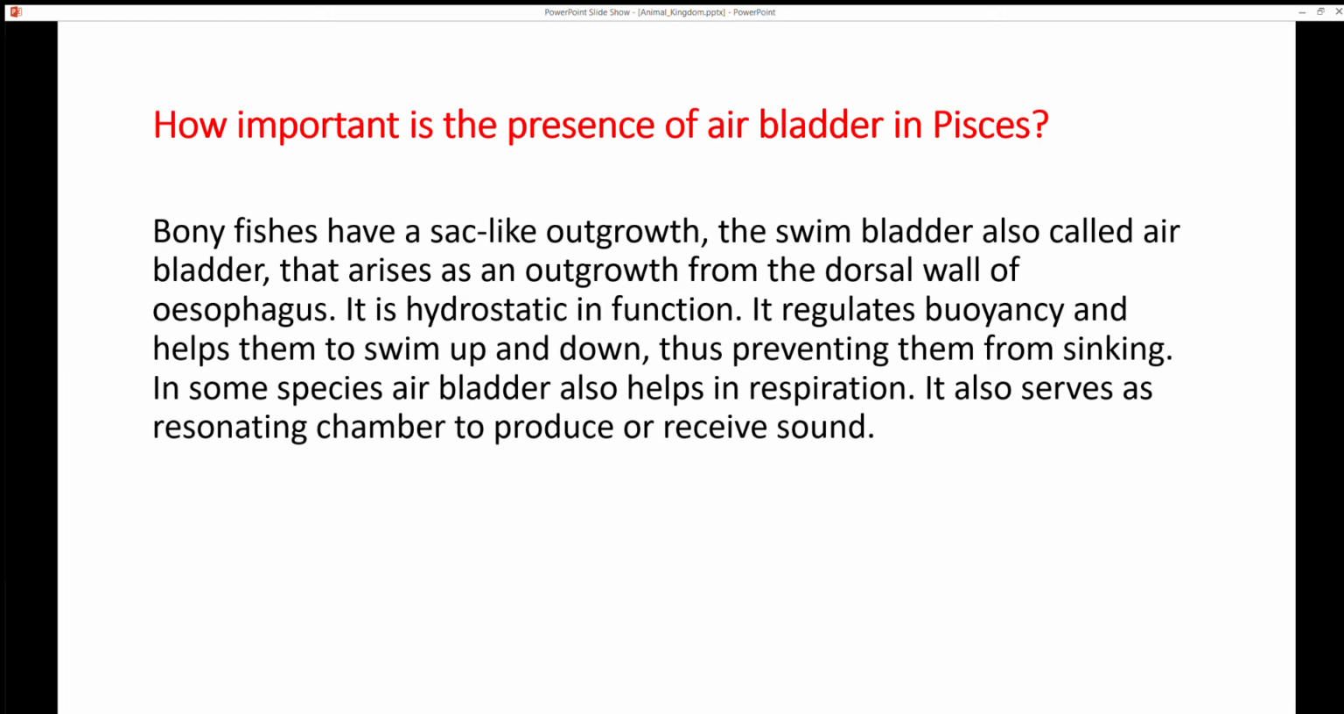When you see fishes being sold outside, when they remove it, it regulates buoyancy when the fish is inside water, because of which it can float. Buoyancy is nothing but the ability to float, and it helps them swim up and down with fins, thus preventing sinking. In some species, the air bladder also helps with respiration, giving them a way of breathing. So there are multiple benefits because of the bladder and fins. It also serves as a resonating chamber to produce or receive sound.